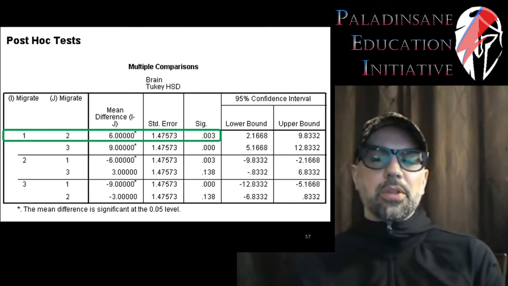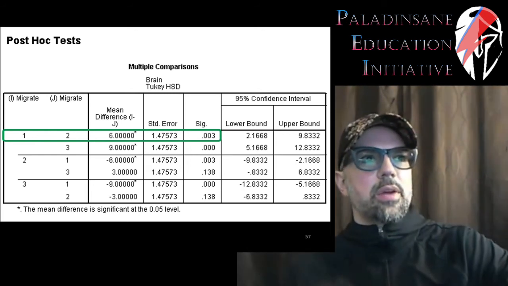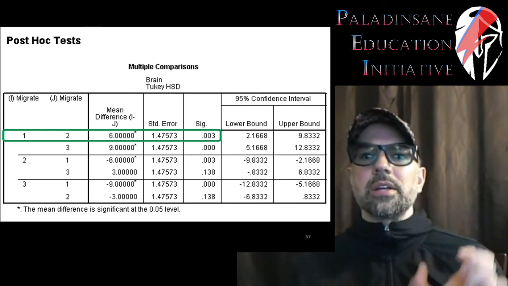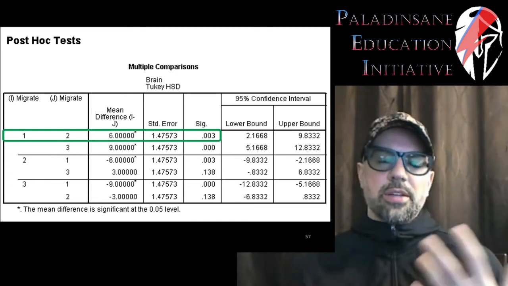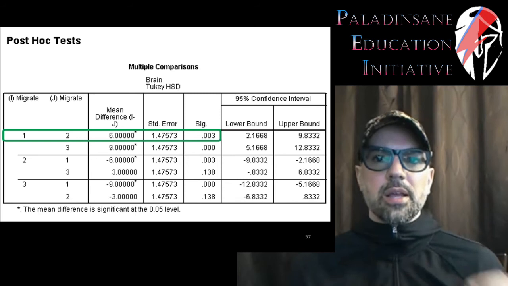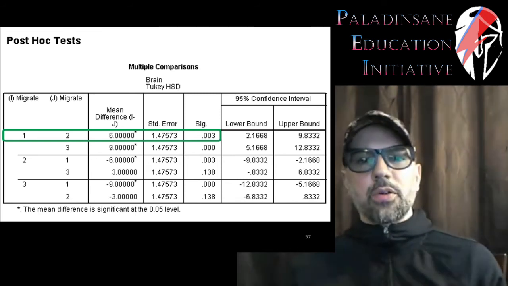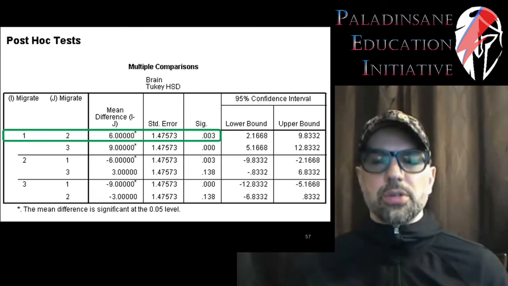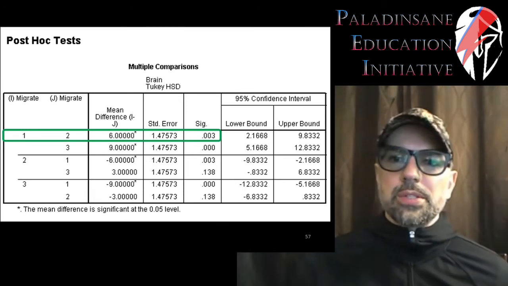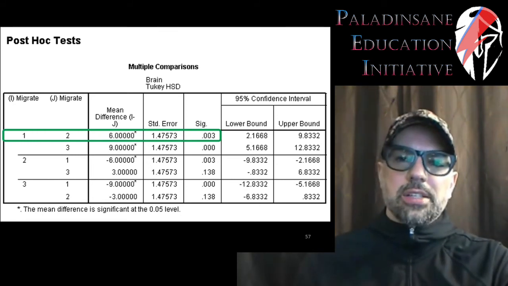So we're comparing sample number 1, non-migrating birds, to sample number 2, short distance migrating birds. Second column there says that the mean difference is 6. So there's a difference of 6 between the brain sizes. But most importantly for us is that significance value, that fourth column. And that significance value is 0.003. And we use that much like we do step 5 for a t-test.